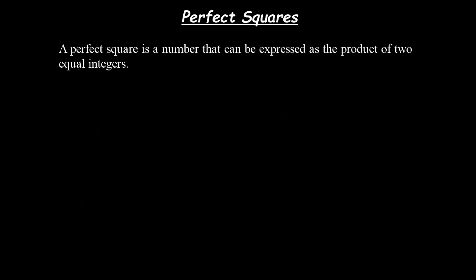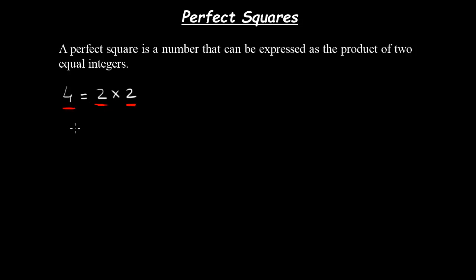The next topic is perfect squares. So what are perfect squares? A perfect square is a number that can be expressed as the product of two equal integers. Let's understand this with the help of an example. If I give you a number 4, I can express 4 as 2 multiplied by 2. That means I can express 4 as a product of two equal integers. So I can say that 4 is a perfect square.